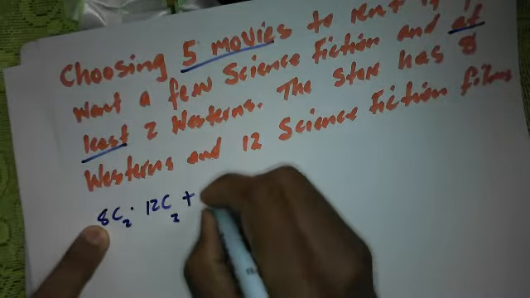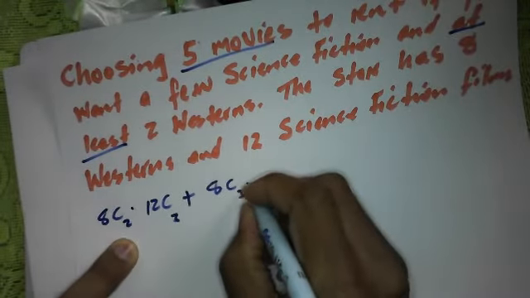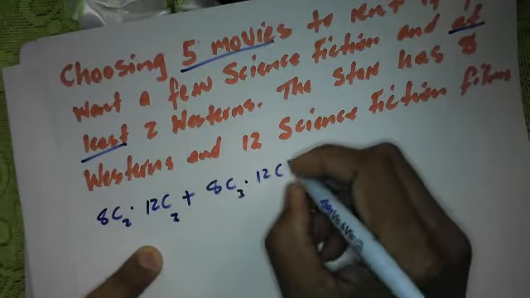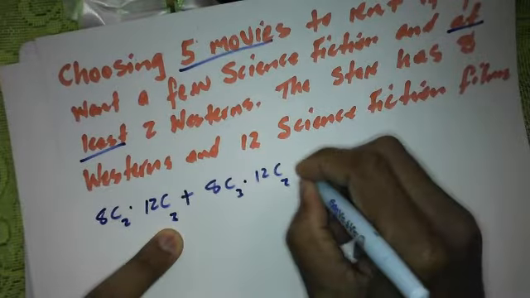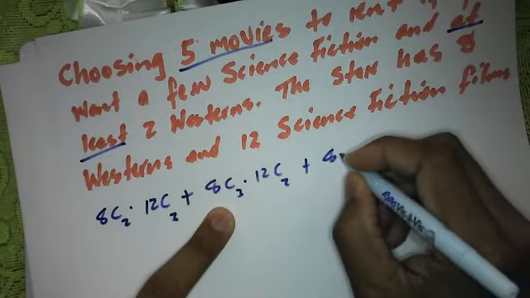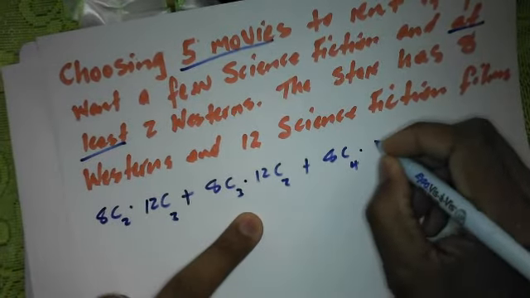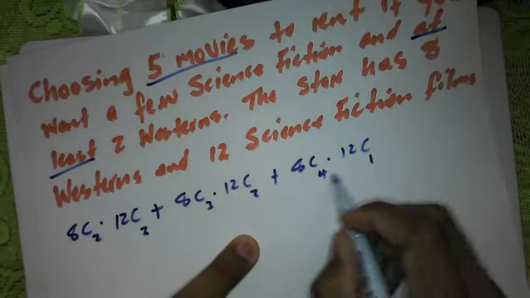So it is this option, or remember the word "or" means add. So we still have 8 western, but this time we're going to choose 3, and we still have 12 science fiction, but this time we're going to choose just 2. You see, we still have our 5. Or we have our 8 western. This time we're going to choose 4. And we still have our 12 science fiction, but this time we're just going to choose 1. We still have our 5.